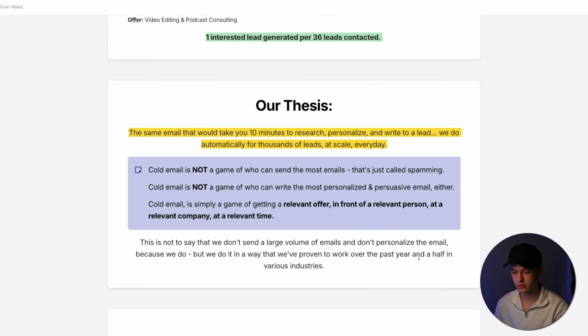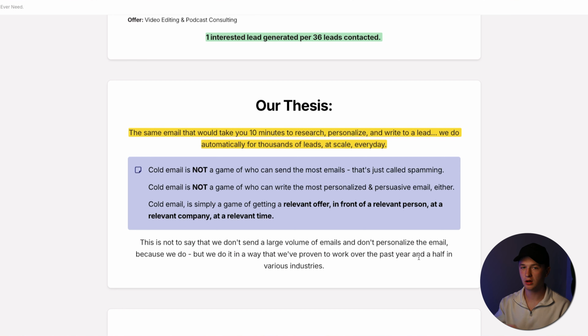And to simplify our thesis, cold email outreach in one simple sentence: we want to be able to do the same email that would take you 10 minutes to research, personalize, and write to a lead. We want to do that automatically for thousands of leads at scale every day.